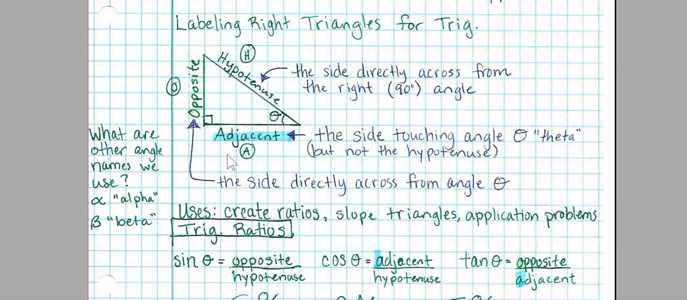Okay, so back to our triangle. In this diagram, on labeling, the side that is across from angle theta, directly across, is called the opposite side.